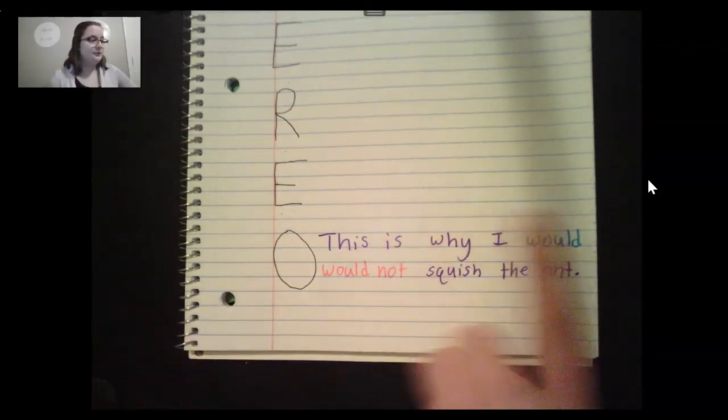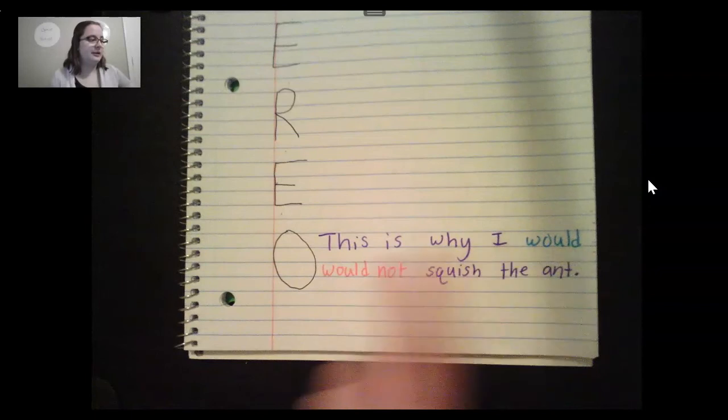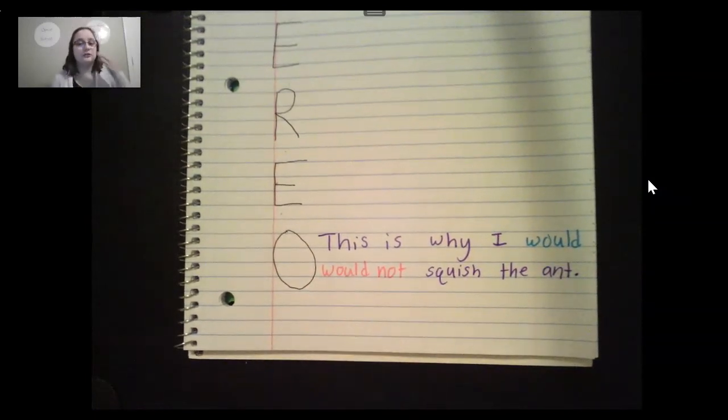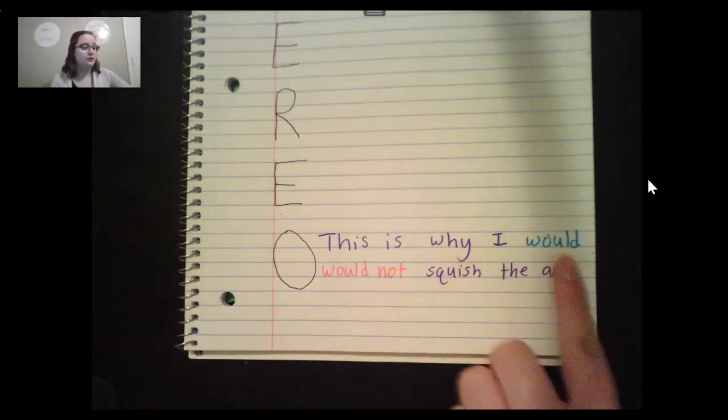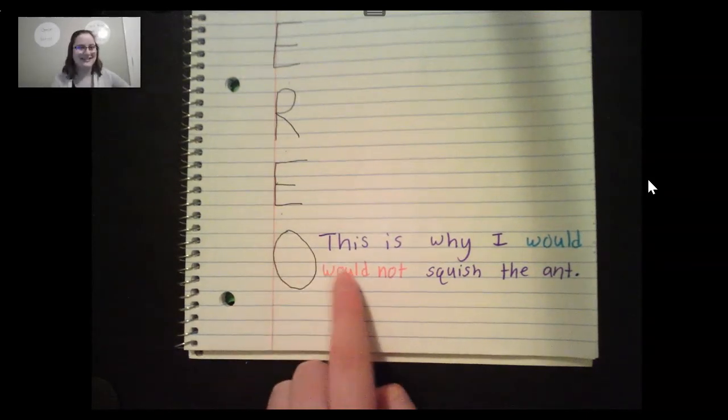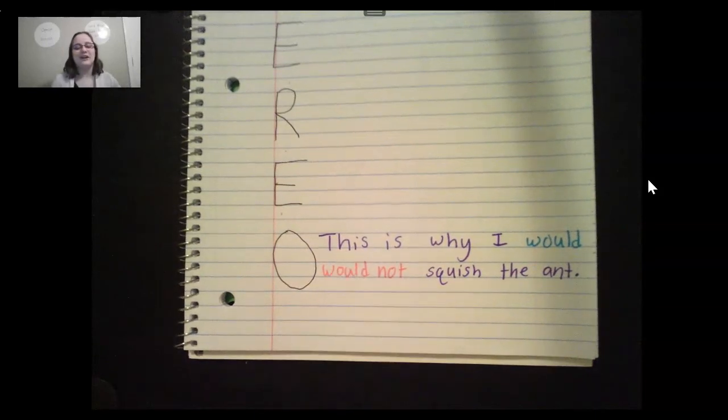And then you have to choose would or would not right here. Would is in blue, would not is in purple. So remember to use your finger spaces, period at the end, capital letter at the beginning of your sentence. So go ahead and restate your opinion, which is what we're doing here. So go ahead and write that down and then come on back to the video.